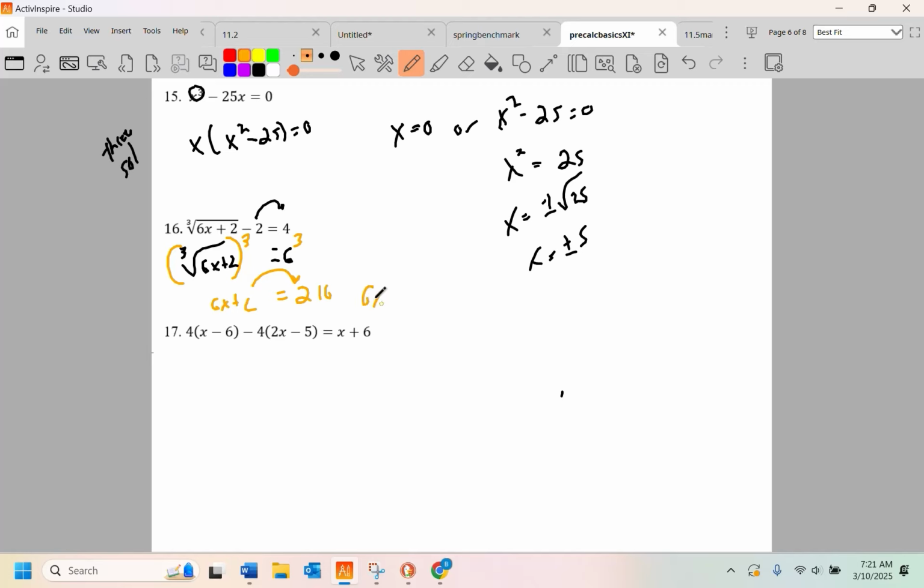Subtract 2, 6x is 214. Divide out the 6. That'd be 107 over 3. And it will reduce farther too, won't it? Yes, it will. That'd be 39.